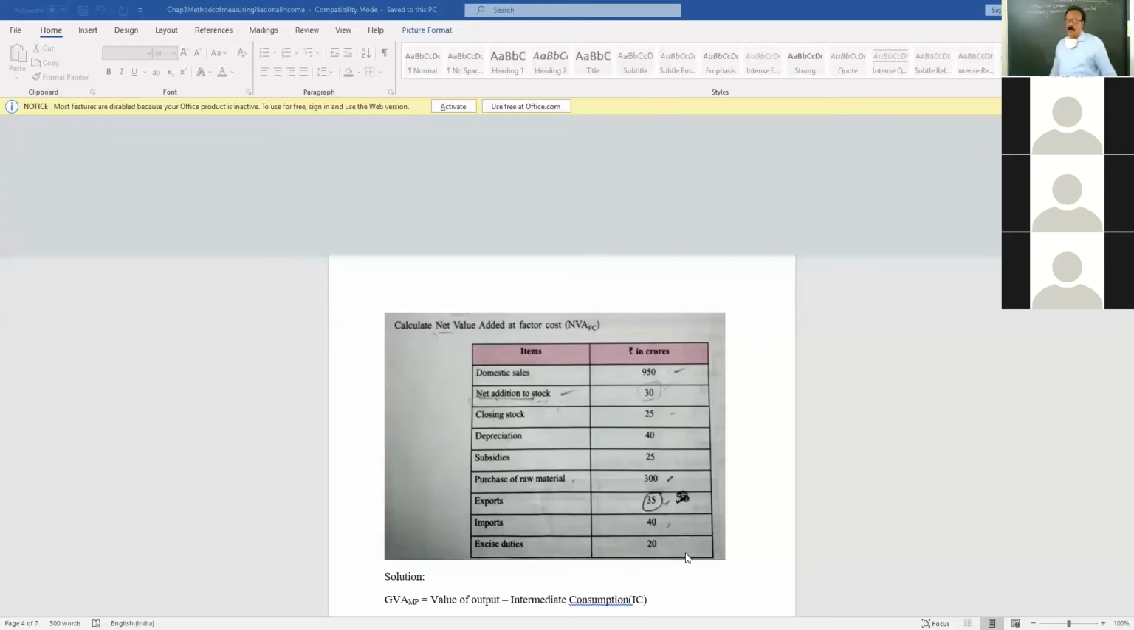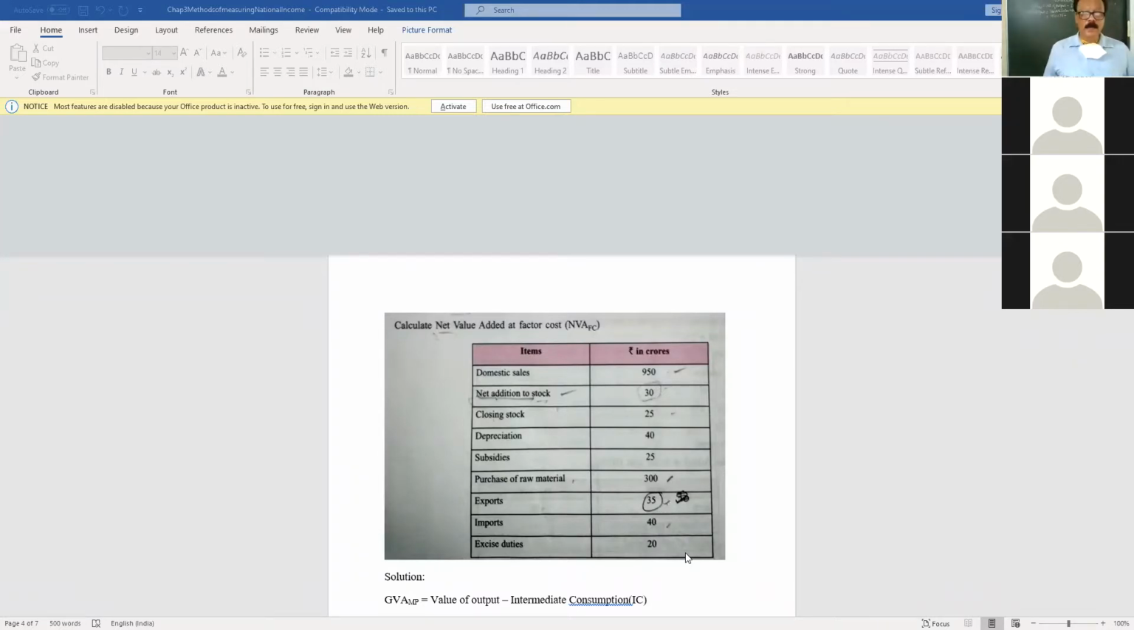Domestic sales is given how much? 950. Exports is given how much? 35. Plus change in stock is given how much?